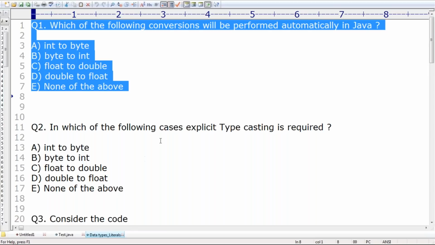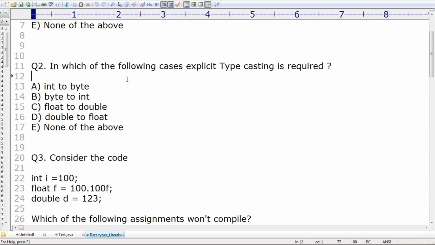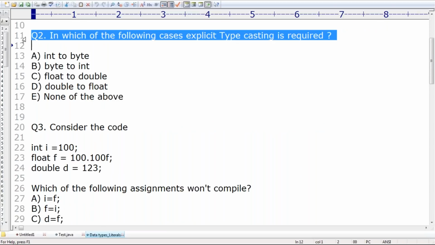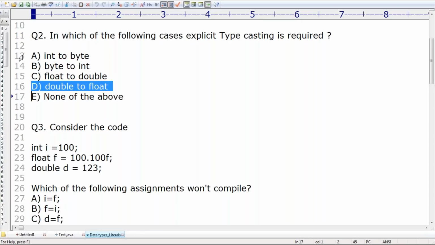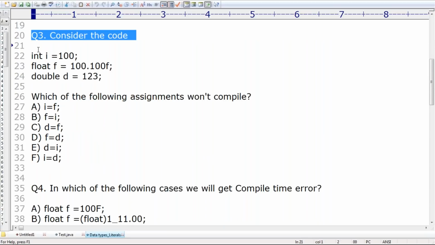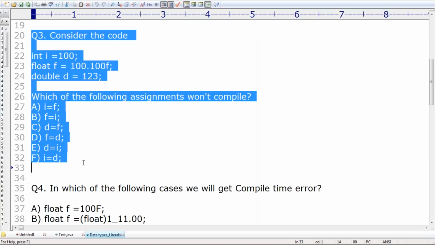Next, in which of the following cases is explicit typecasting required? Int to byte, byte to int, float to double, double to float. What is the answer? Int to byte and double to float. A and D cases require explicit typecasting, because sometimes there may be a chance of being asked this type of theoretical question. Now take a very special case. This is exactly a sample exam question. If you can answer this question, you are at exam standard for this concept.